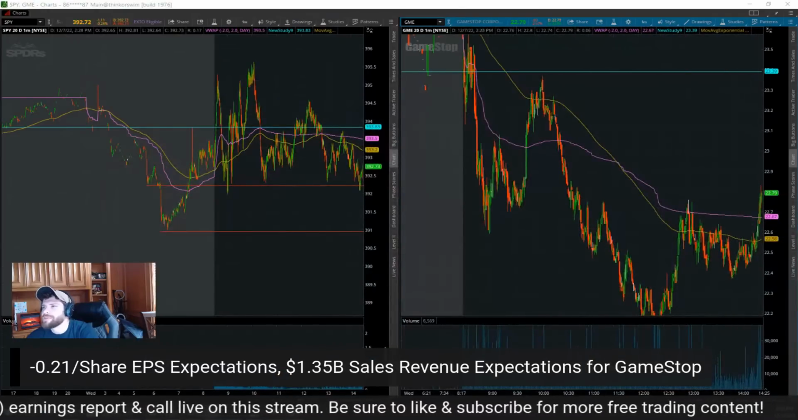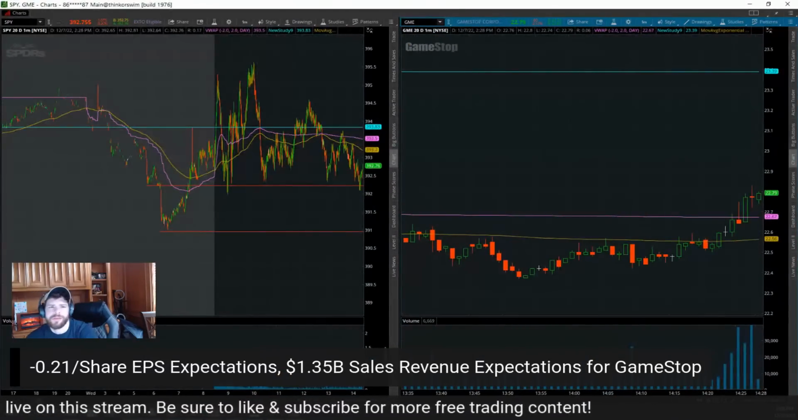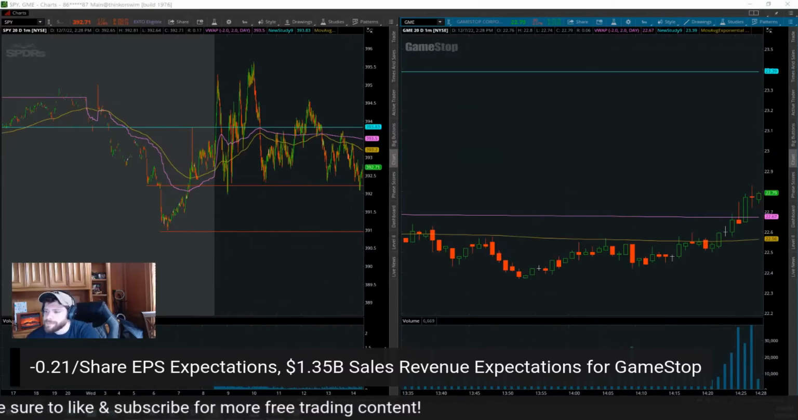So yeah, GameStop starting to head up though. We'll see if it actually holds. SPY started to move up too. It might be following that.